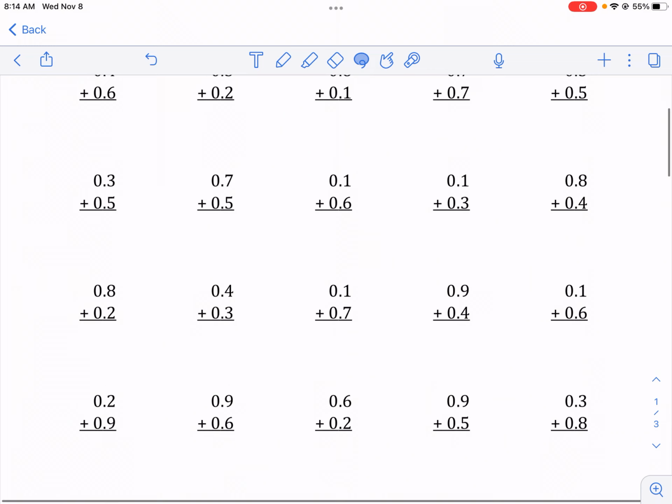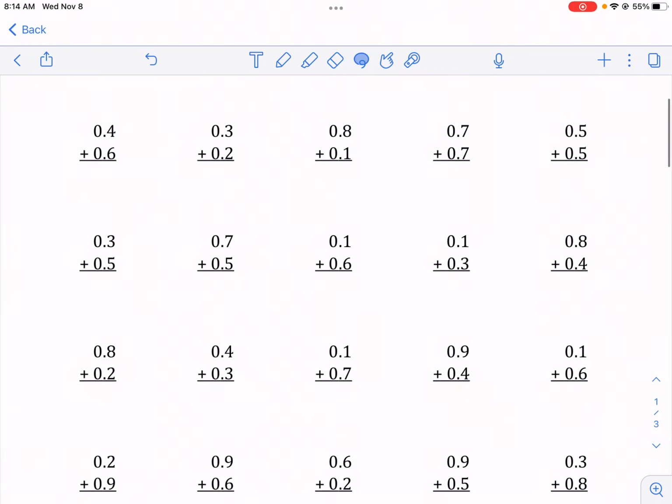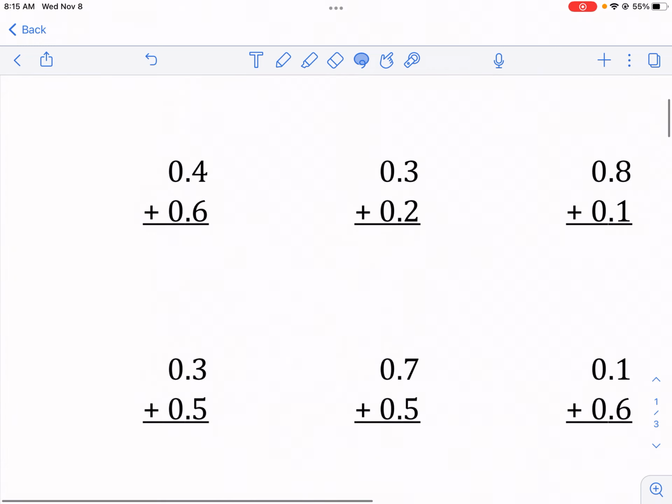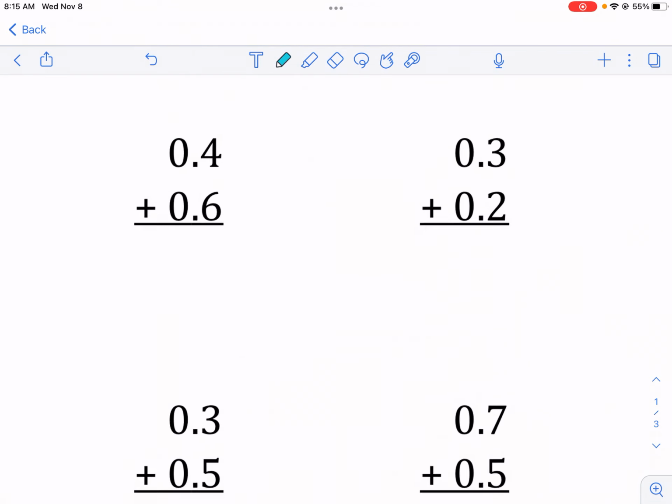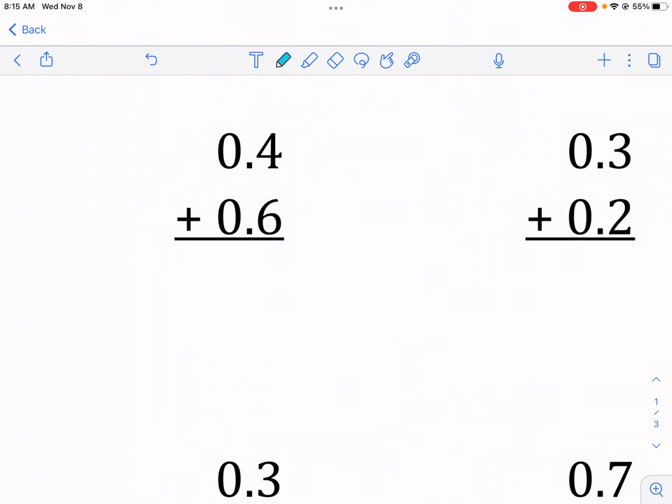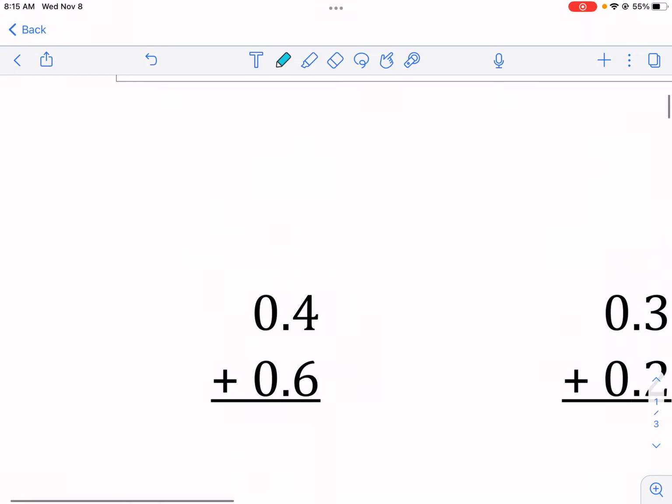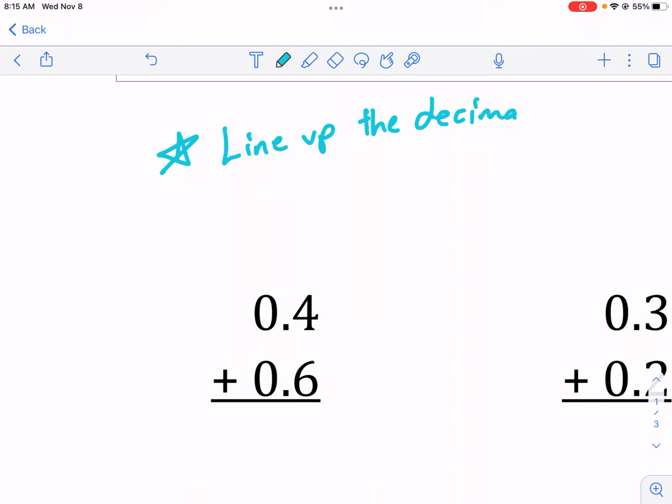Now that we have an understanding of how we build those numbers, this is the part that is going to help with the actual video. This is the part that will help you just add tenths. So one of the main things that you need to do, this is like a prerequisite, you need to line up the decimal. Okay, that's a big first must. You have to line up the decimal.